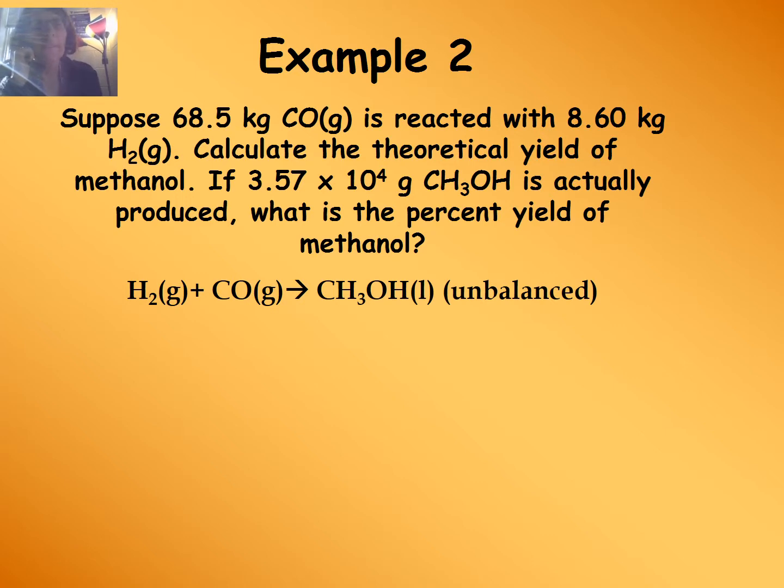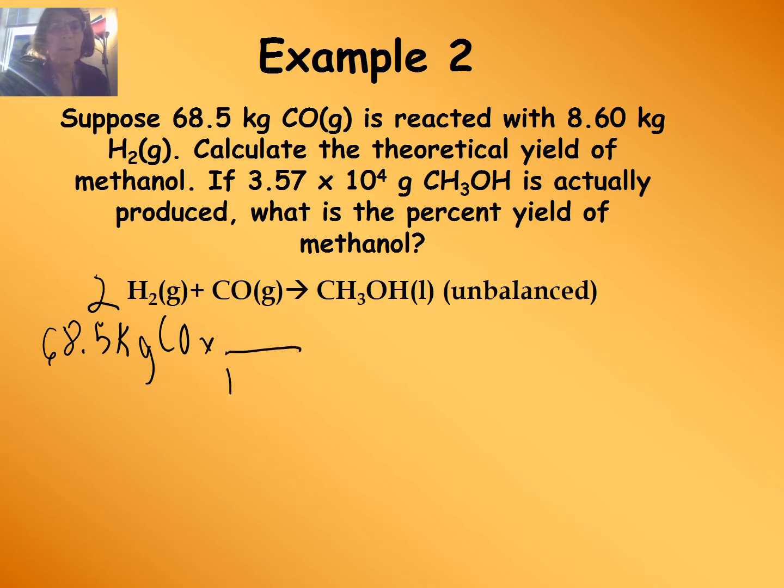So first thing we need to do is balance this. So let's see. I think all we need is a 2 here. So I think that's balanced. Okay, so we need to figure out which is our limiting reactant. So we're going to do 68.5 kilograms of CO. I'm going to just go to grams. So 1 kilogram is 1,000 grams.